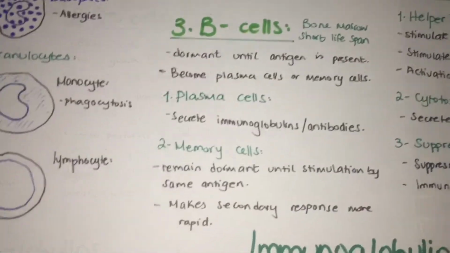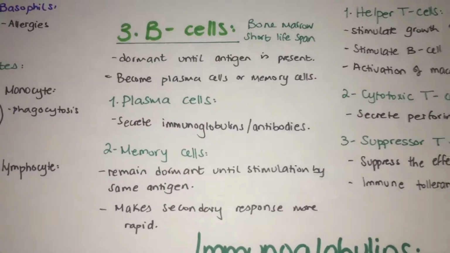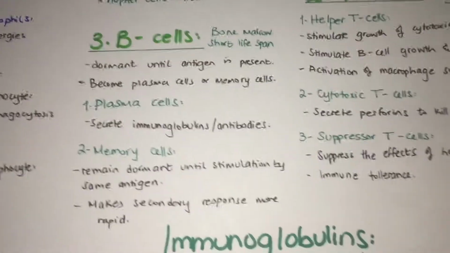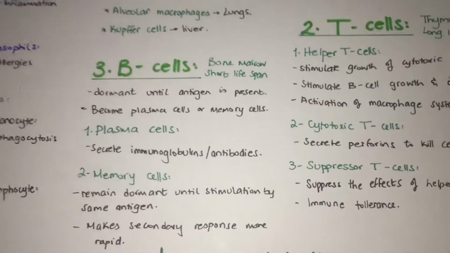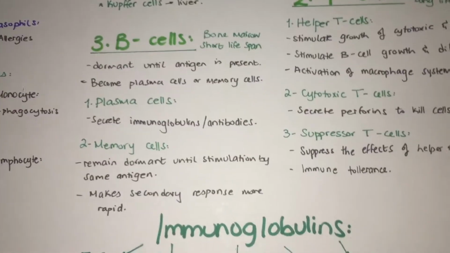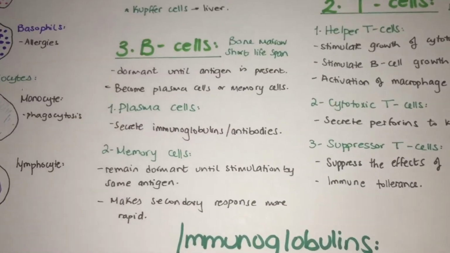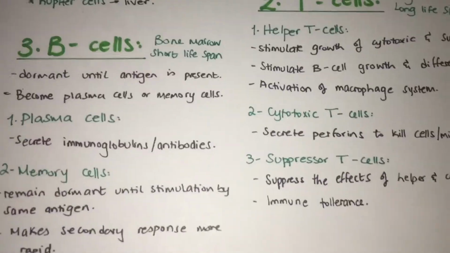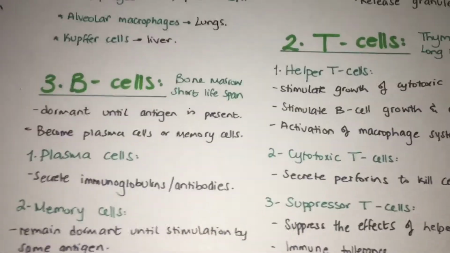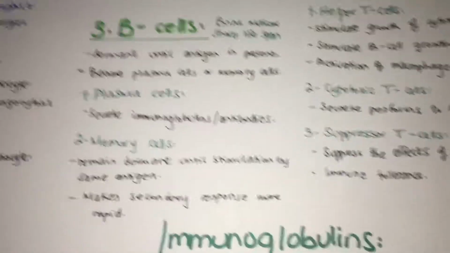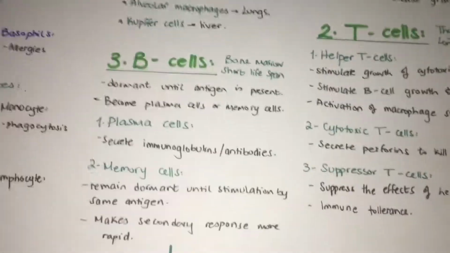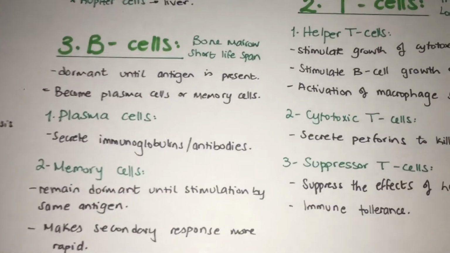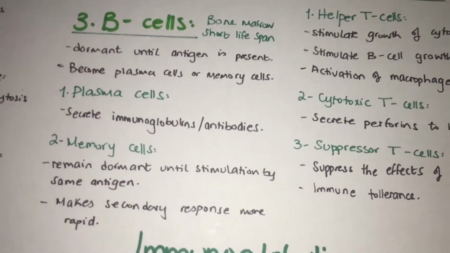So if you got a problem, we go to the third type, which is B cells. B cells are, just like I said, also synthesized in the bone marrow, spleen, thymus, or lymph nodes. It matures in the bone marrow. B cells have a very short lifespan, which can last only up to 7 days. With B cells, they're dormant. They're never actually active until an antigen is present.